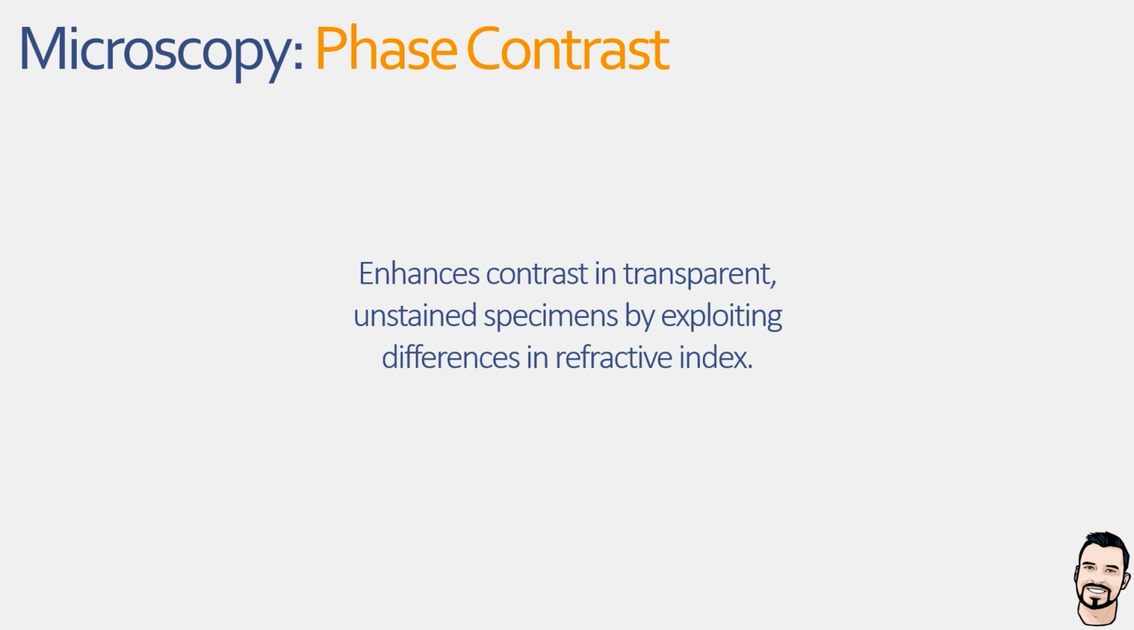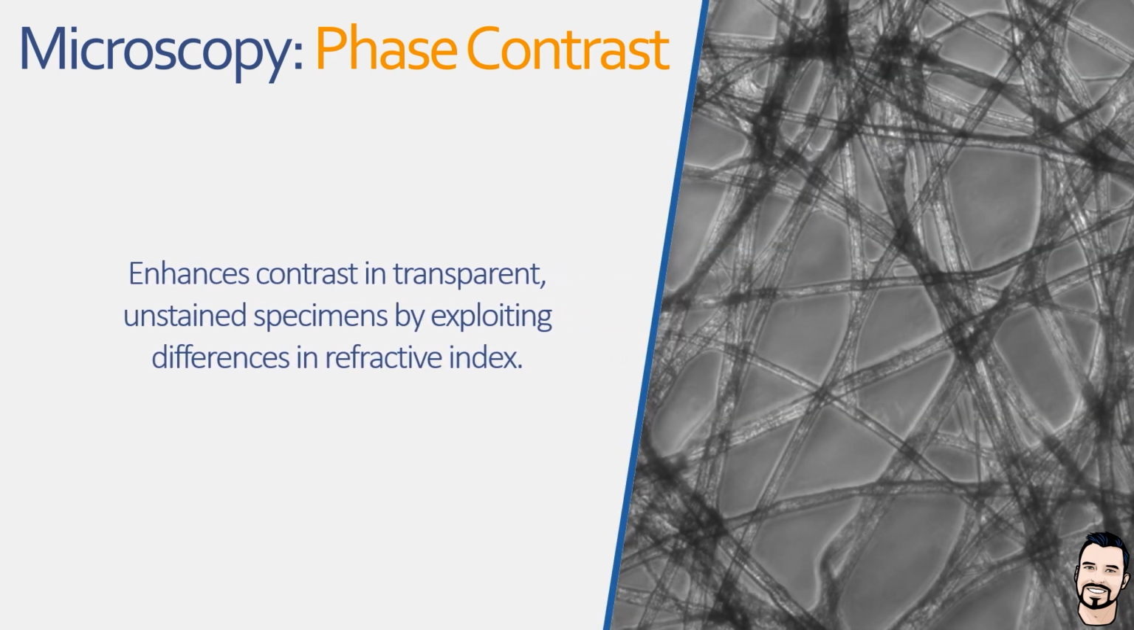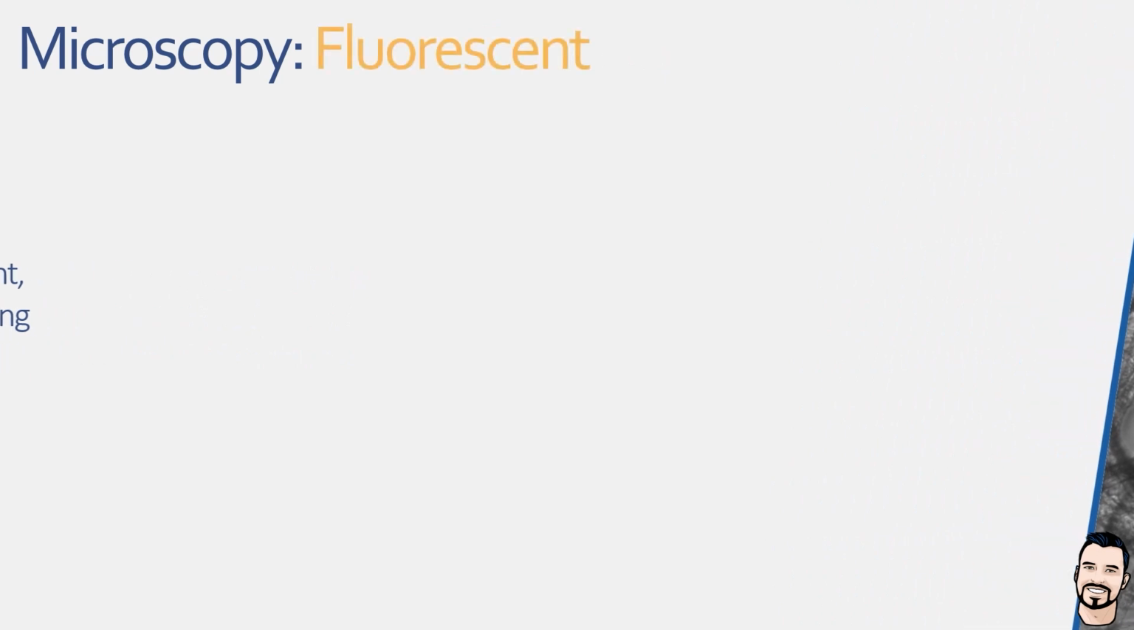This makes it particularly useful for viewing live cells, allowing us to observe internal structures and cellular organelles in their natural state. And so here we can see a phase contrast image again of tissue fibers. In this image, the fibers appear different because they have varying refractive indexes, which the microscope translates into differences in light intensity. This highlights structural details that would be difficult to see with conventional bright field microscopy, and again, this is all without the need for staining.